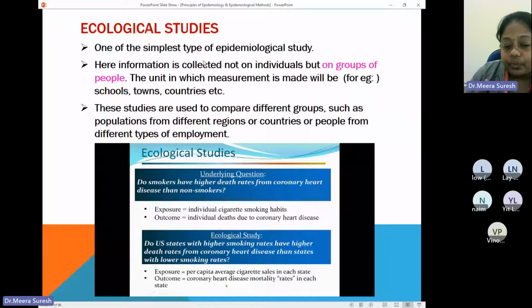So what's the main difference is you can say that states in which there is a higher smoking rate will be having higher coronary heart disease.